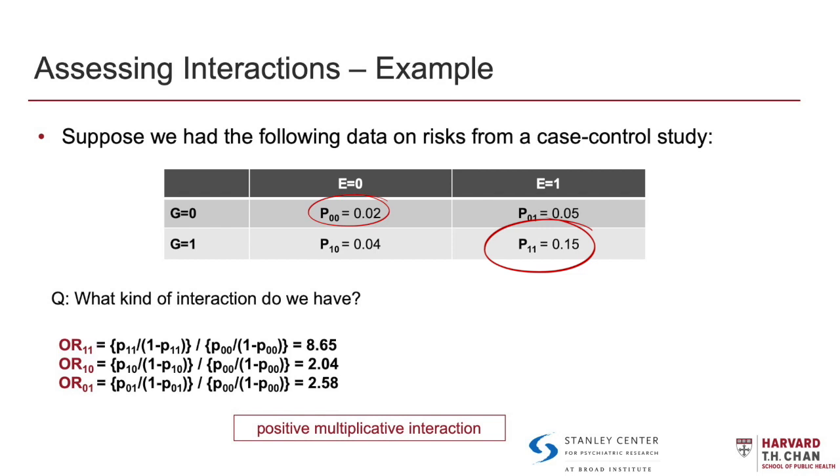If we do the math, we would get 8.65 for the presence of both an environmental as well as genetic risk factor. And then for the individual ones, we would get 2.04 and 2.58. We would do the same as we have done earlier. We divide the odds in the presence of genetic as well as environmental risk factor and take the cross product of the presence of each factor, and we would get 1.64. This would be an evidence of a positive multiplicative interaction.